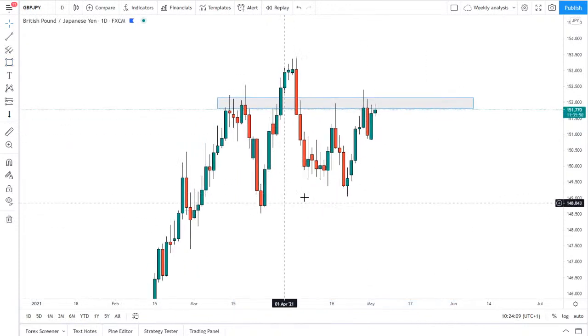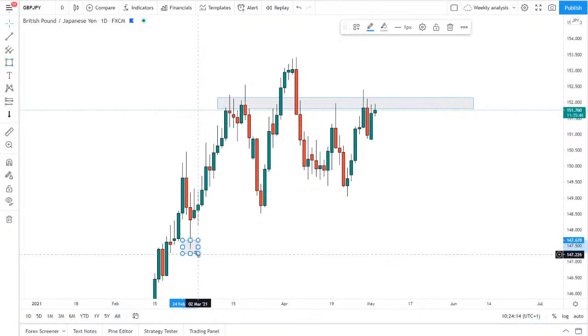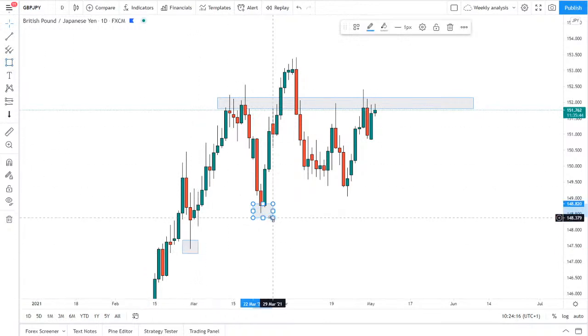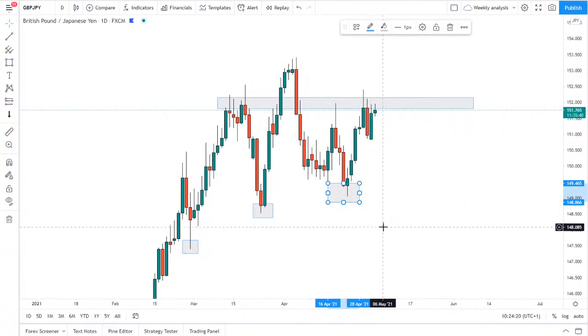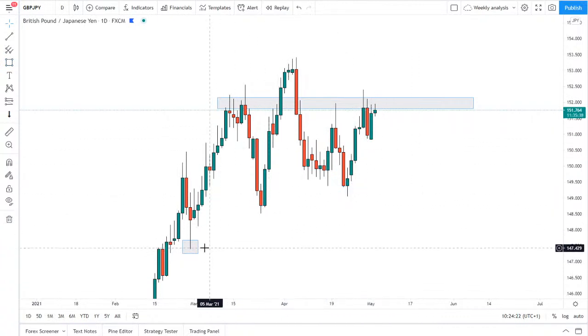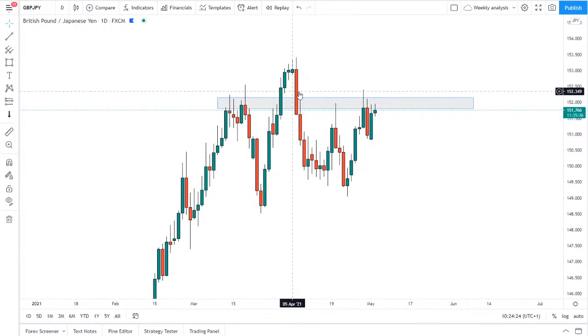It is still forming higher lows in the market, so you can see there's one, there's a second, and there's a third. So we are still forming higher lows into the market, indicating that we are still in a bullish trend, but price is having a really hard time pushing through that resistance here, and we might be seeing a reversal from this area.